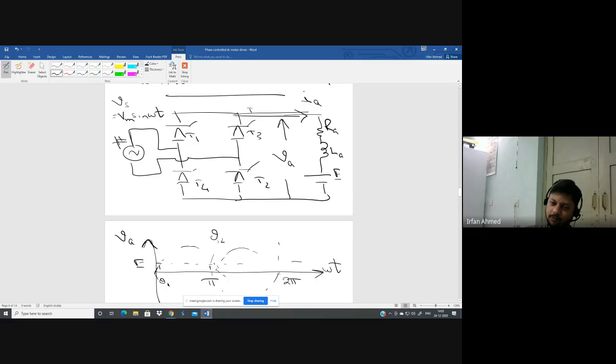So this condition that alpha should be greater than theta 1, or the SCRs are reverse biased before theta 1, holds true only when you are starting the motor, in the first cycle. After the first cycle or in steady state, if the conduction is continuous, then the SCRs can become forward biased even before theta 1. Is that clear? Yes, sir.